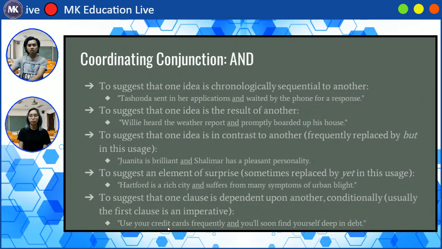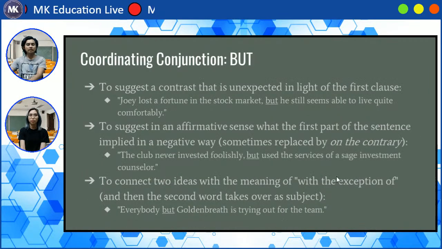Usually, the first clause is imperative. So, use your credit card frequently, and you'll soon find yourself in debt. So, this is the imperative clause here, and you'll soon find yourself in debt. We don't really understand this first part. Use your credit cards frequently. So, and connects these two ideas in order to make one solid and understandable sentence. Okay, so next we have the coordinating conjunction but.